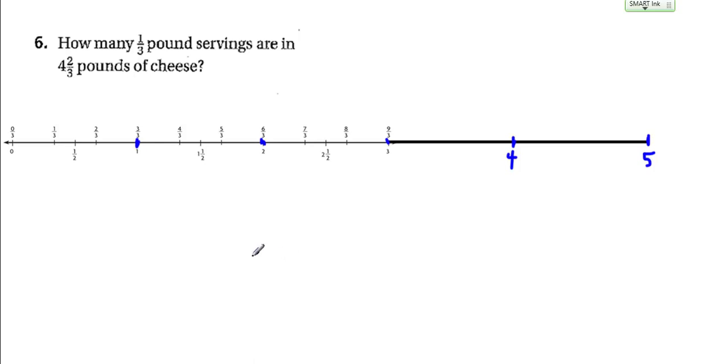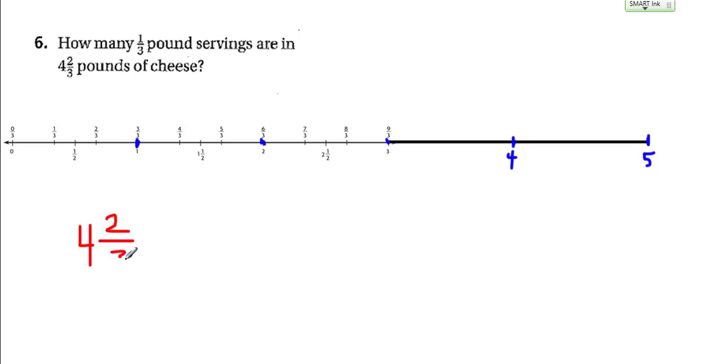We're taking a look at number 6 from lesson 2.7 on dividing mixed numbers, and we're going to explore how you might model a problem like this using a fraction number line. The question reads, how many 1/3 pound servings are in 4 2/3 pounds of cake? The first thing you have to identify is what's the big thing that's being broken up into smaller things, and in this case we're breaking up 4 2/3 pounds of cheese. Let's write that down as our dividend, 4 2/3.